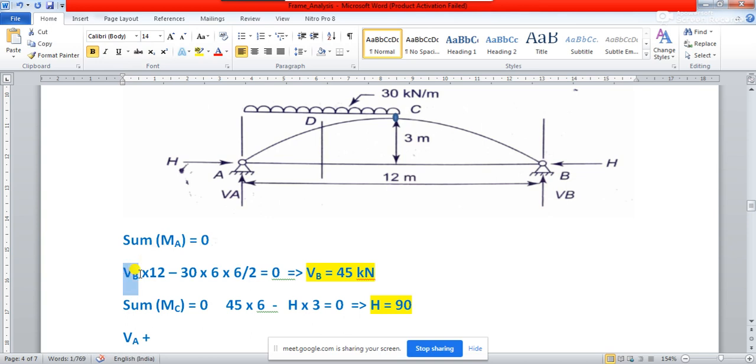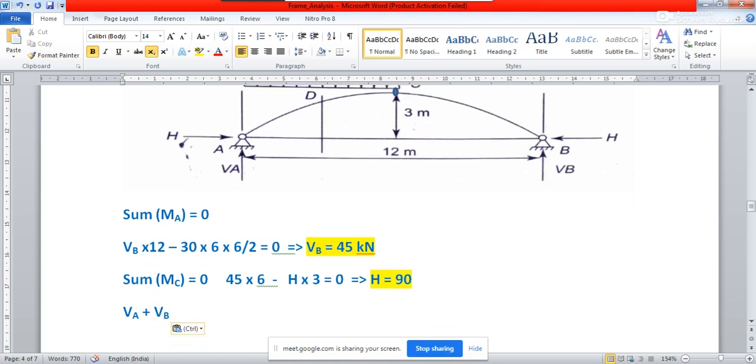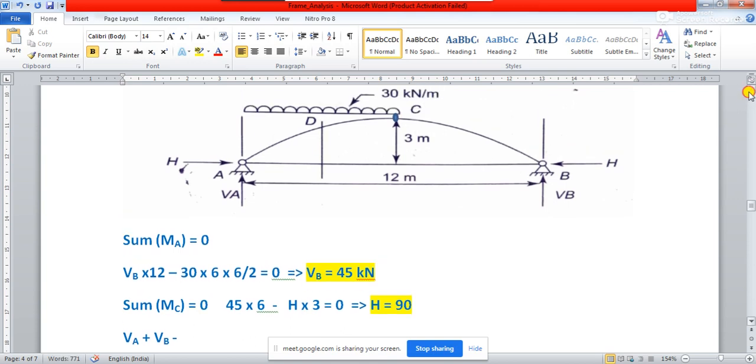So let us put it here. This is your VB, and then there is a downward force acting. What is the downward force in this case? The downward force is nothing but this 30 multiplied by 6, right? So 30 multiplied by 6 is your downward force. This should be equal to 0. So summation of all the forces in the vertical direction, or in the y direction, is equal to 0.